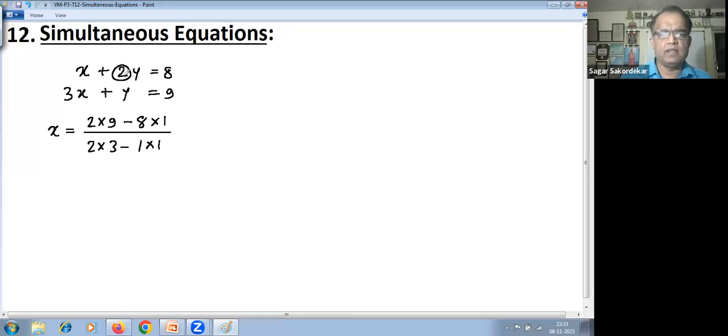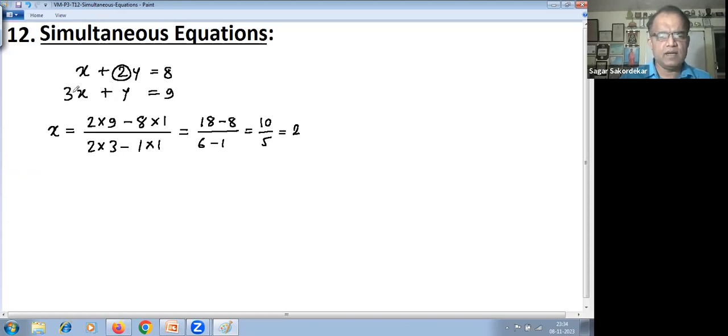Okay, so cross multiply like this. 2 into 9, that is here, minus 8 into 1, upon, start from the same point, 2 into 3 minus 1 into 1. And just simplify this. So this is 18 minus 8 upon 6 minus 1. That is, this is 10, this is 5, 10 divided by 5 is 2. 5 into 2 is 10. So now if you want to calculate the value of y, then take this as a center point and multiply this into this minus this upon this minus this.